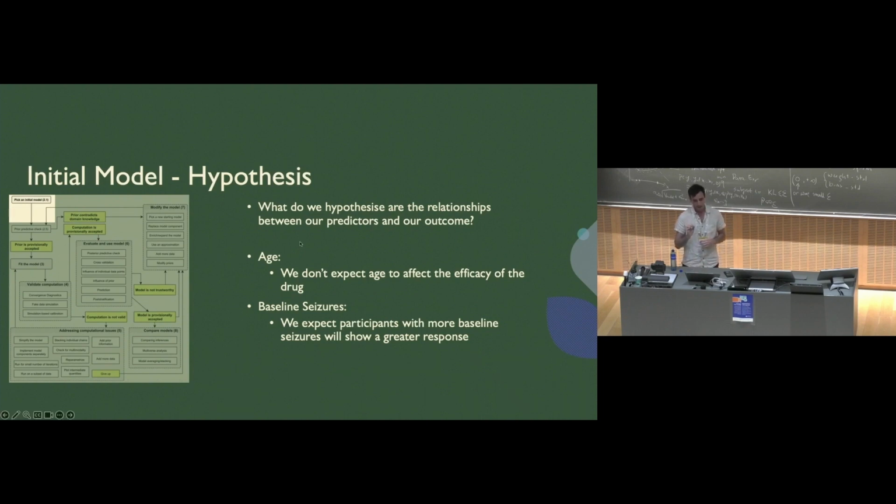So we have our outcome, which is the number of seizures at each assessment, and we have our predictors: whether they're in the treatment group or not, their age, and the number of seizures they were having at baseline. Now, when we build our model, what do we think are going to be the relationships between these and our outcome? What do we specify? How do we build our model?